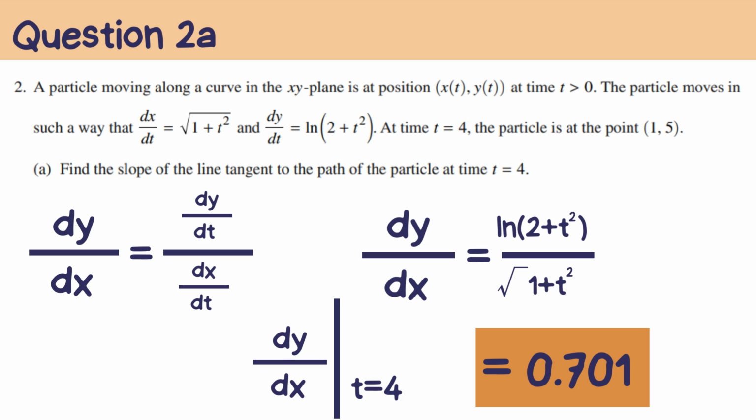Now, for the point breakdown, I think it's going to be 1 point for finding the slope, and then 1 point for plugging it in at time equals 4 and getting the correct answer.